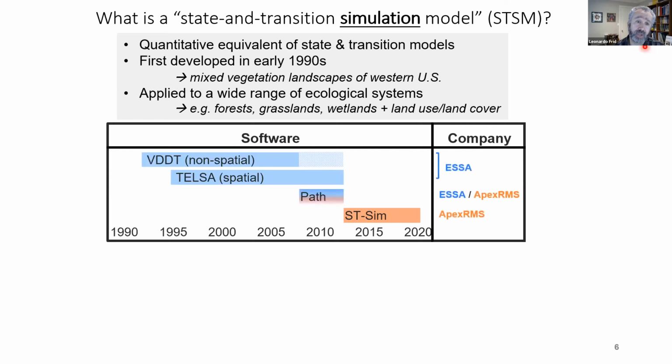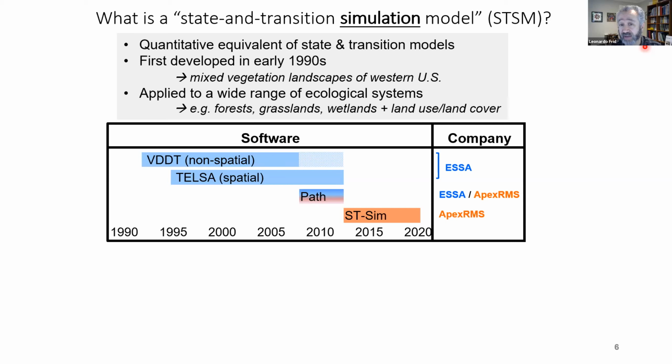And so starting in the 90s, there was a suite of software tools that started to get developed. And many of you will have heard particularly of VDDT, which is what Landfire used for a large part of the development of the state and transition models that they have been working with. And VDDT was developed by a Canadian company called ESSA Technologies, who also developed a spatial tool called TELSA. And those tools were quite useful for a number of years, but over time, there were some challenges identified, both with being able to scale them up to modeling large landscapes and with their usability.